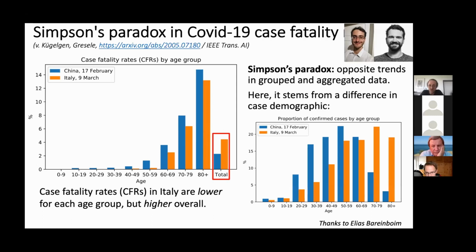The difference, of course, can be explained in this case by the different case demographics. Italy is a much older society than China. So even if in each age group your chances of recovering were higher in Italy than in China, since in China there are so many more young people, overall it was still reversed. So this was quite illuminating.